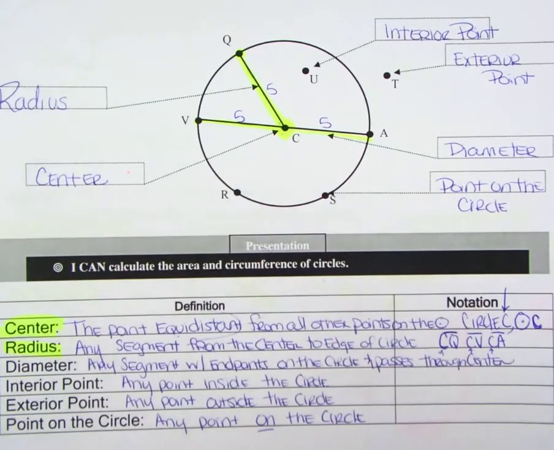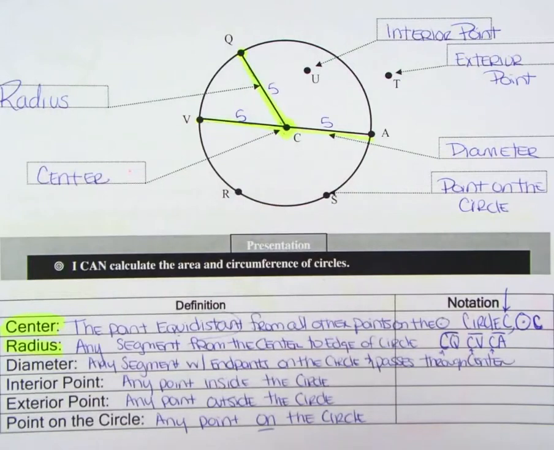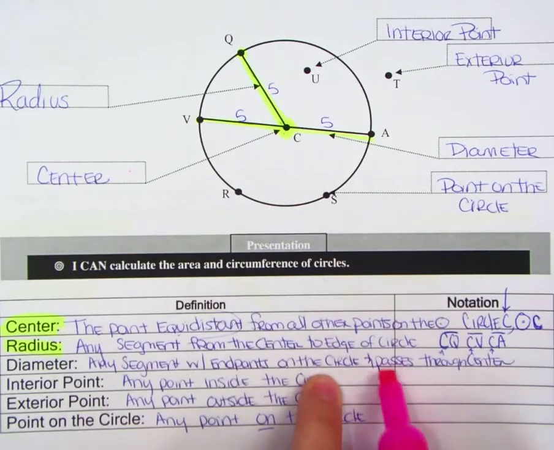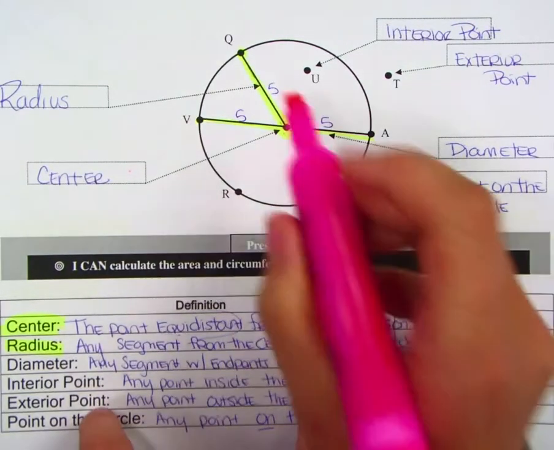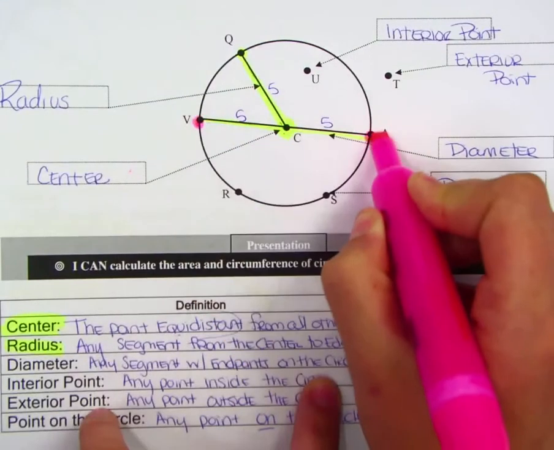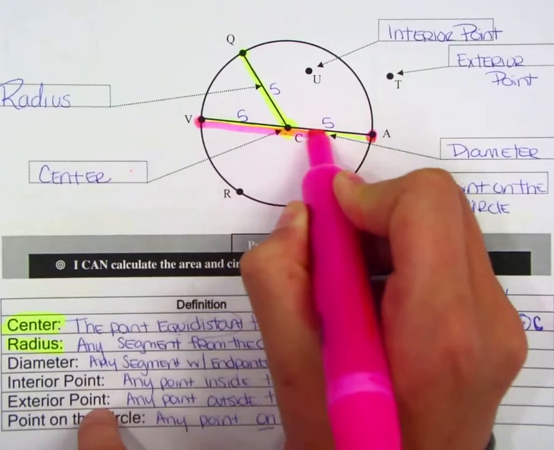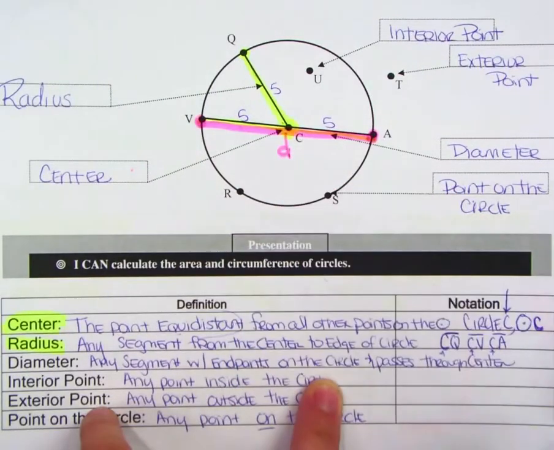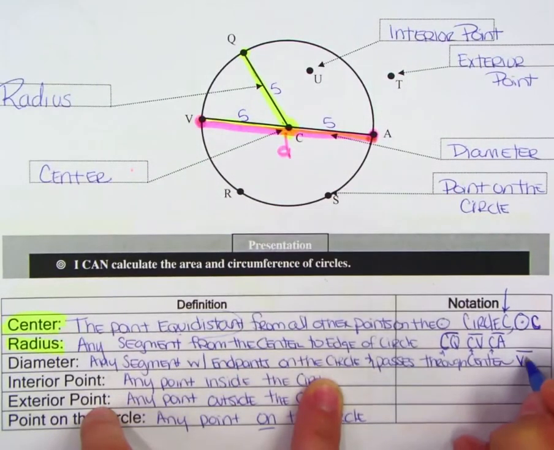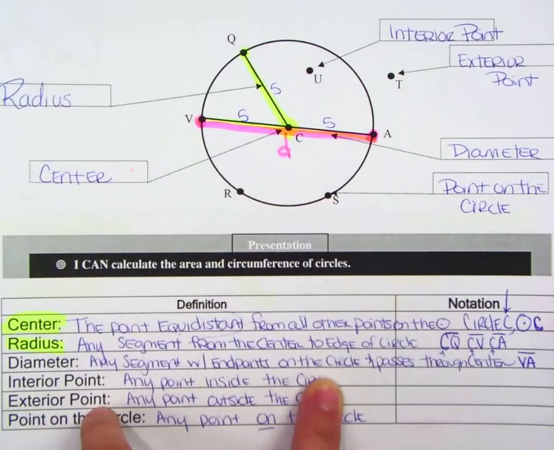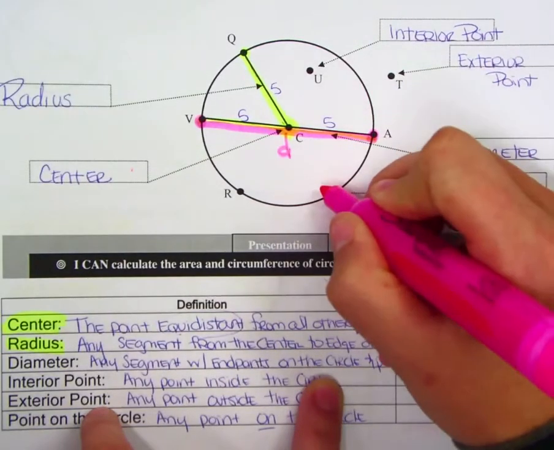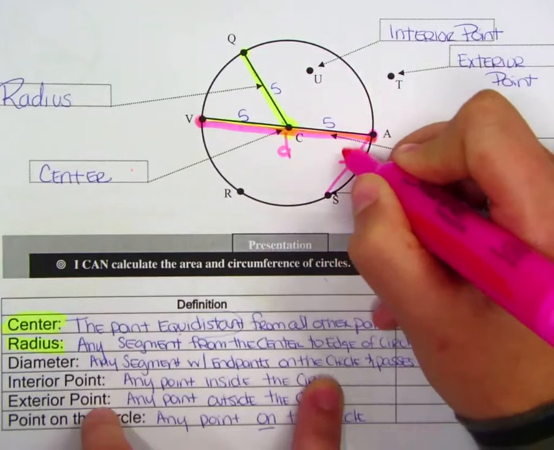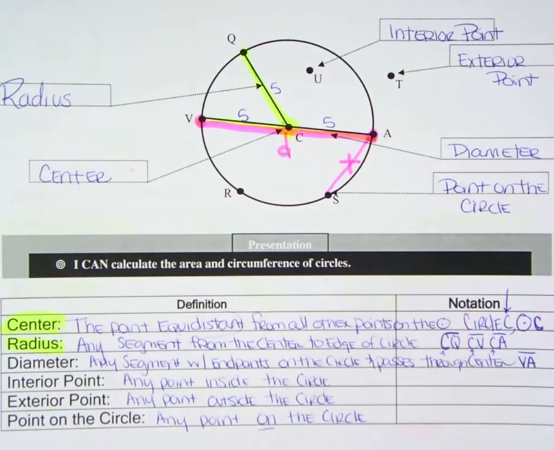Okay, so now let's go on to a diameter. A diameter is any segment with endpoints on the circle, and it passes through the center. So endpoints on the circle, and it passes through the center. So this, for example, is a diameter. The diameter would be segment VA. Okay? A non-example would be if I were to say connect these two. This is not a diameter because it doesn't pass through the center of the circle. Therefore, it's not a diameter.